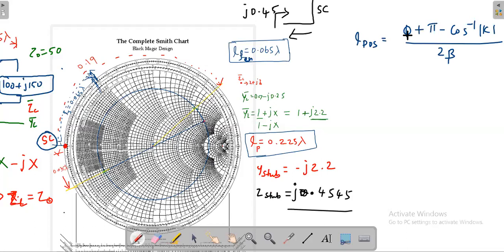First of all, I should know what is pi. Pi can be calculated from where, sir? From the reflection coefficient. Okay, so again, what is pi? You have to use your calculator.